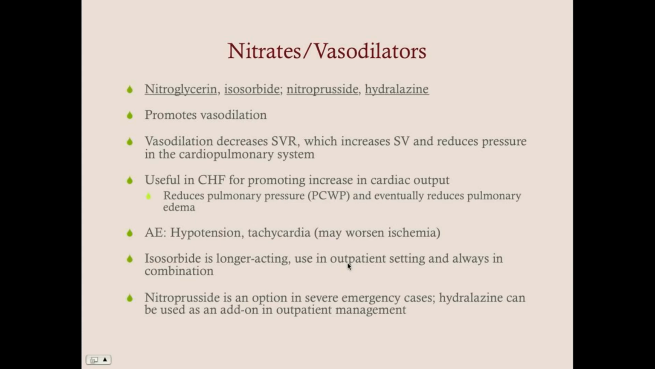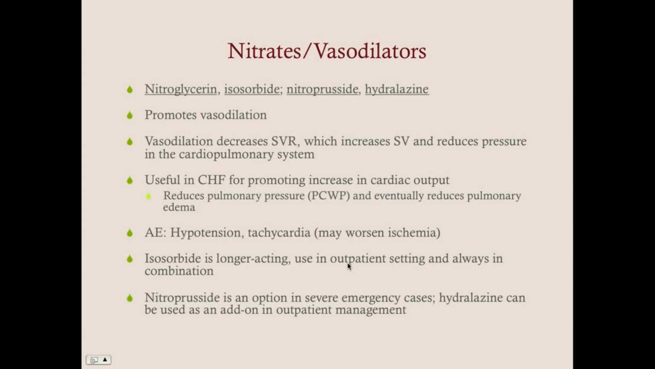And so be very, very careful when you're giving nitrates or vasodilators, just because they do cause tachycardia, and that can cause myocardial ischemia. So you would see an ST depression on your EKG. You wouldn't cause a heart attack per se, but you would cause ischemia to the heart muscle, and that can be bad.